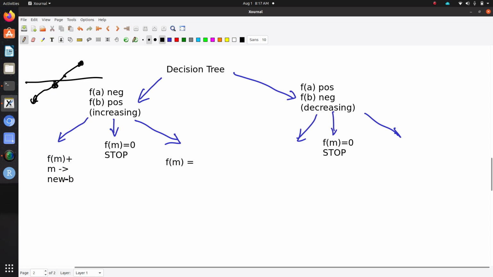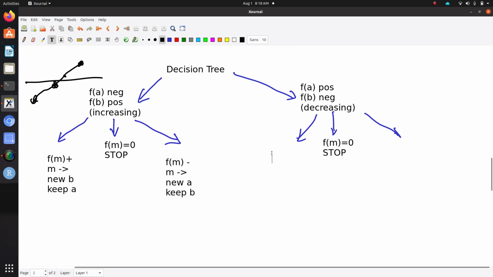If f of m lands over here instead, then that m has to become the new a. Okay, so you just trace out all these cases. Try not to get yourself confused like I just did. F of m is negative, m becomes the new a. Okay, and then you're going to keep b, and obviously in this case you're going to keep a.